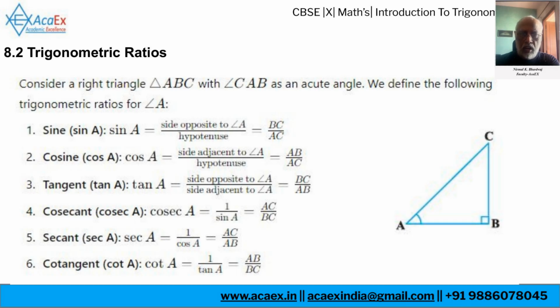Cosecant of angle A, or cosec A, is the reciprocal of sin A, which is the hypotenuse divided by the opposite side. Secant of angle A, or sec A, is the reciprocal of cos A, which is the hypotenuse divided by the adjacent side. Cotangent of angle A, or cot A, is the reciprocal of tan A, which is the adjacent side divided by the opposite side.